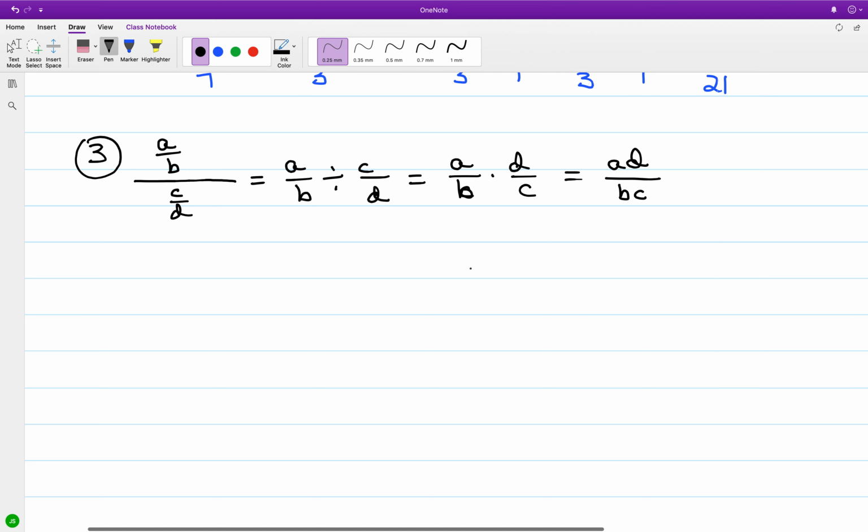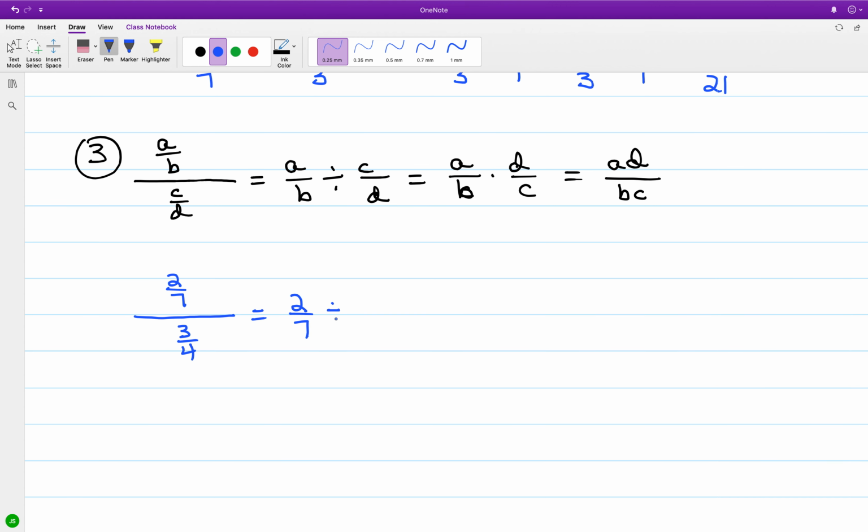As an example, let's say I have 2/7 divided by 3/4. So 2/7 divided by 3/4, and rewriting in terms of multiplication, you have 2/7 times 4/3. 2 times 4 is 8, and 7 times 3 is going to be 21.